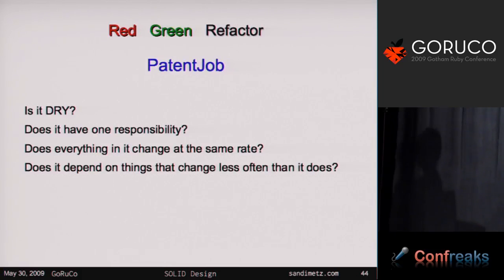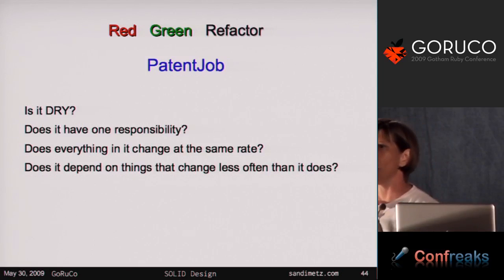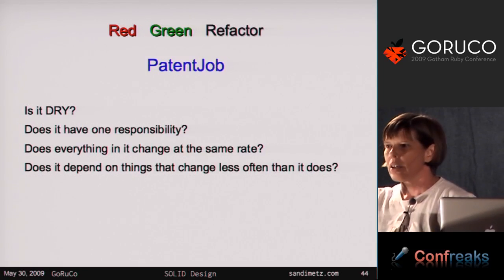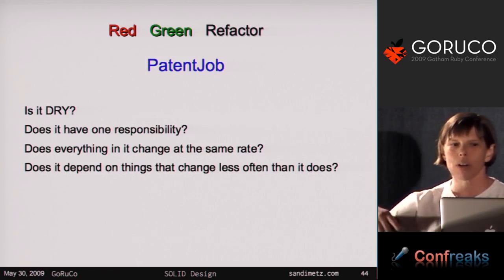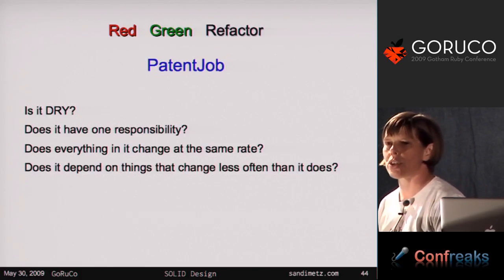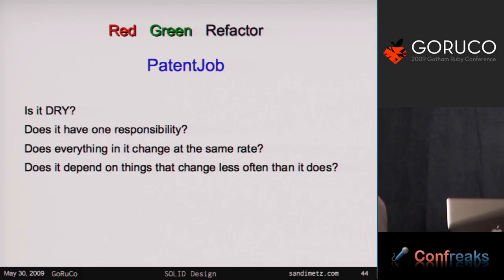Okay, here, let's look at this. So we've been taught that you should write tests that are red, write code to make the test run green, and then refactor. And at the point of refactoring, the question that they always tell you to ask is, is it DRY? Does it not repeat itself?